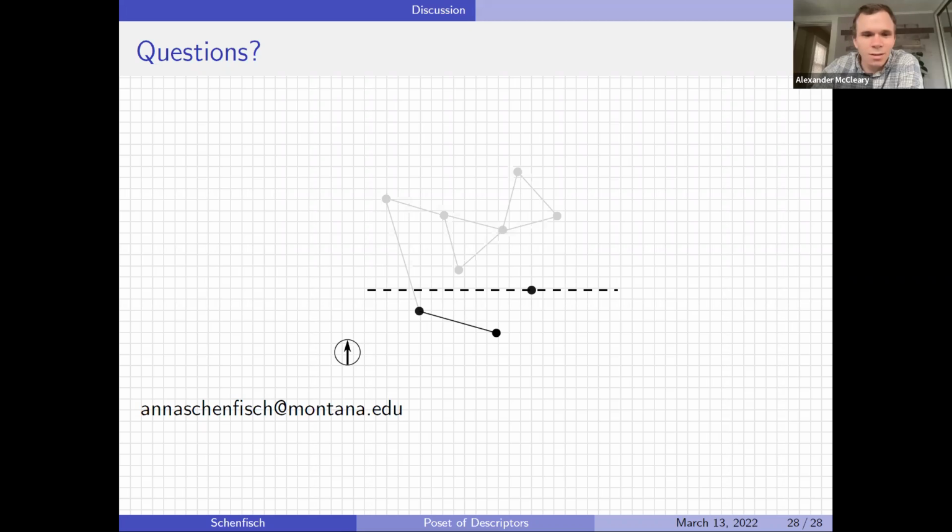Are there any other questions for Anna? I have another question, I don't know if this is a dumb question or not, but is this set of descriptors, or this poset of descriptors at least, finite? It seems like it could possibly be finite.